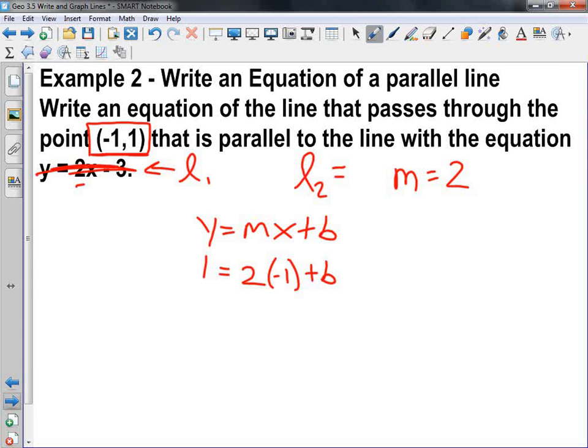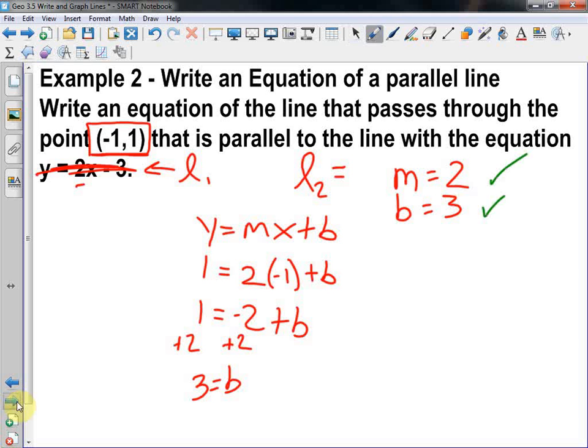Okay. 2 times a -1. Then what? What's my b value? 3, right? 3. Now, since I have my slope, I have my b value, I can come up with the equation, right? y equals 2x plus 3.